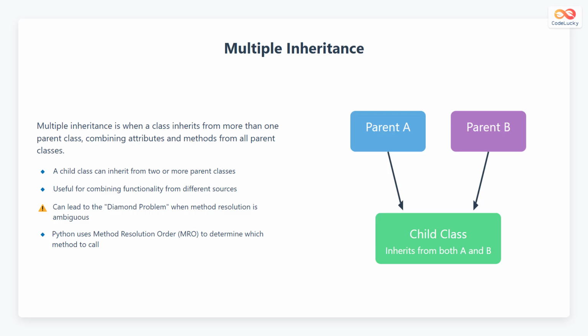Let me explain the diamond problem a little bit. Imagine a class D inherits from class B and class C, and both B and C inherit from A. Now, if D calls a method defined in A, which version of the method should D use? The one inherited through B or C? Python uses something called method resolution order, or MRO, to determine which method to call in situations like these.